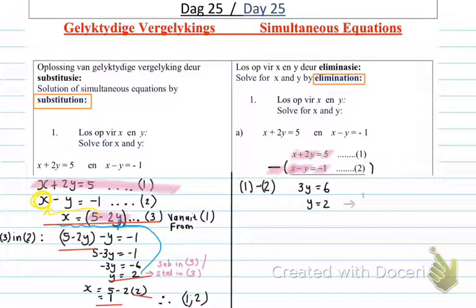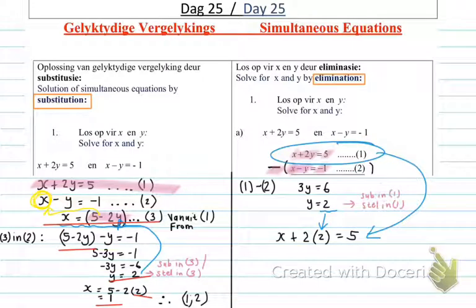So I'm going to take equation number 1, and I'm going to substitute that y is equal to 2 into equation number 1. I could have chosen equation number 2 as well. It doesn't matter. It'll give me the same answer, but I chose equation number 1. So in the place of y in equation number 1, I'm going to put 2. So it's x plus 2 times 2 is equal to 5. What did I do? I took equation number 1 and I wrote it down there. And in the place of y I put 2 because that's the answer that I got for y.